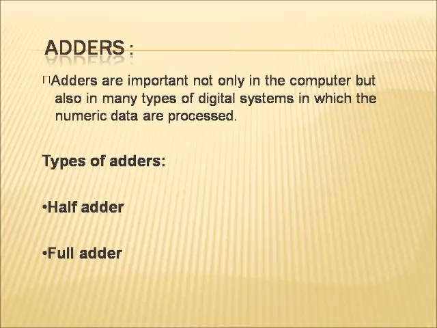There are two types of adders. One is called the half adder and the other is called the full adder. A half adder is used for adding two binary bits. A full adder is used for the addition of 3 bits. 3 bits means binary digits. So the half adder is used for the addition of 2 bits and the full adder for the addition of 3 bits.